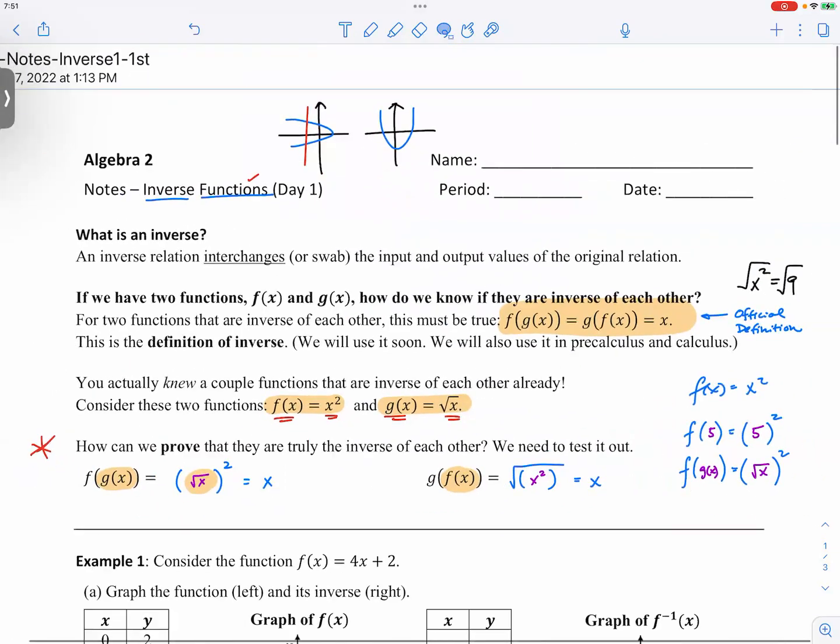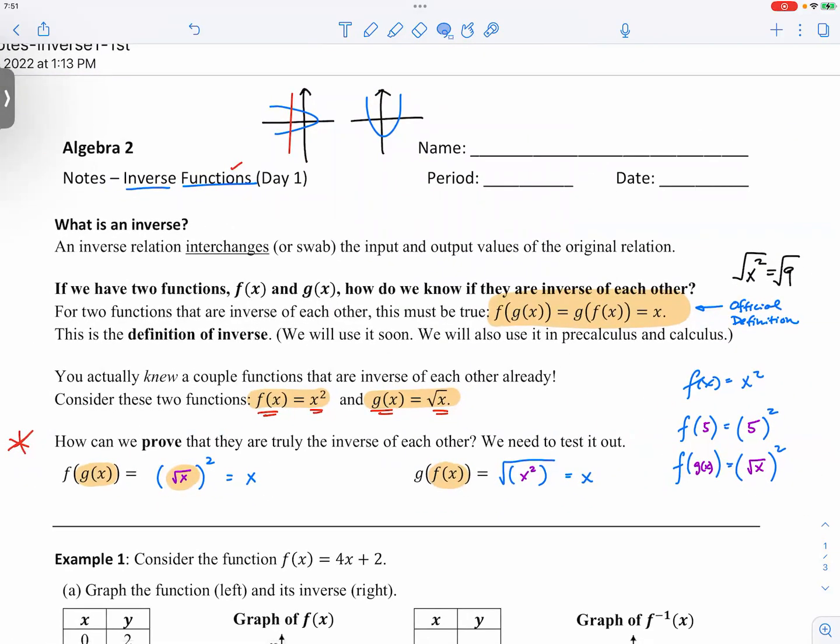So in order to tell if two functions are inverses of each other, this is what we do. We do f of g of x, and we do g of f of x, meaning that we put those two functions into one another to see if it yields x as our final answer. If it does, then we say, yes, they are inverses of each other. That's a key part of this test.